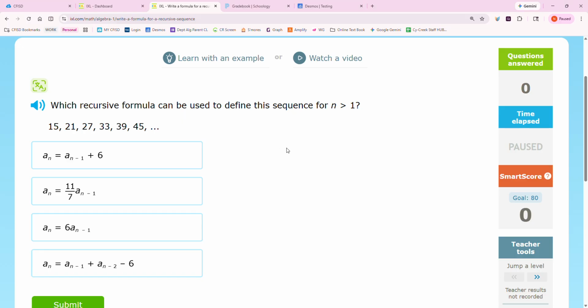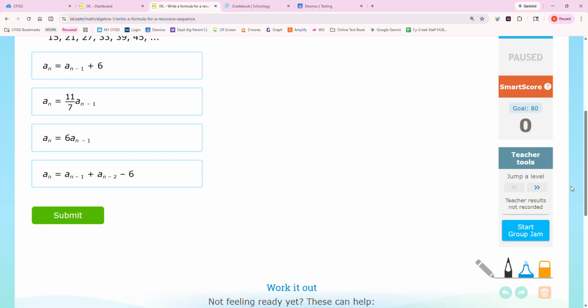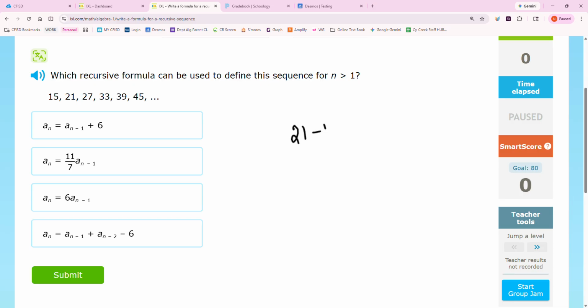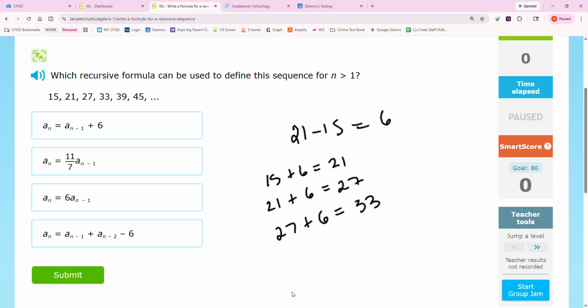Okay, if I look at 21, so 21 minus 15, that is going to give me 6. Okay, so that means 15 plus 6 would give me 21. 21 plus 6 would give me 27. 27 plus 6 would give me 33. Okay. Now we're going to write the formal formula to what we're saying when I do this math.